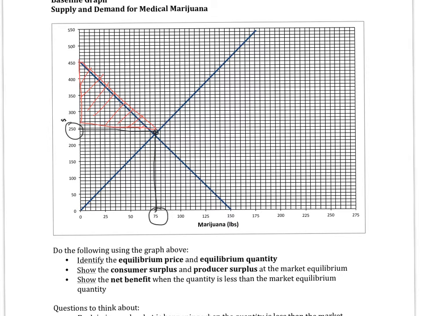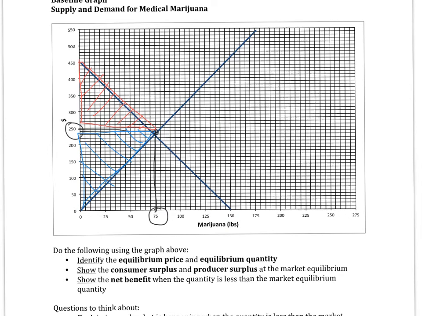Okay, so let's show that. Graphically, it's simply the area between the price received for the good and the marginal cost line, or the supply curve. That's the same thing. So again, we'll show this as the triangle, and I'm just coloring it in. And that blue triangle represents the producer surplus.